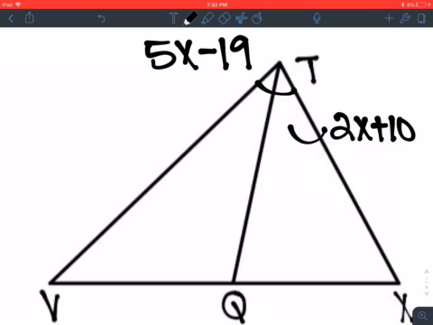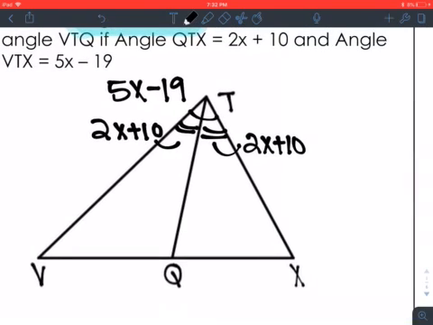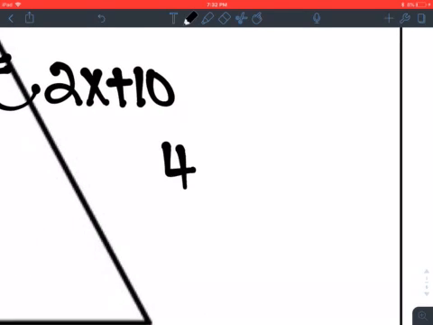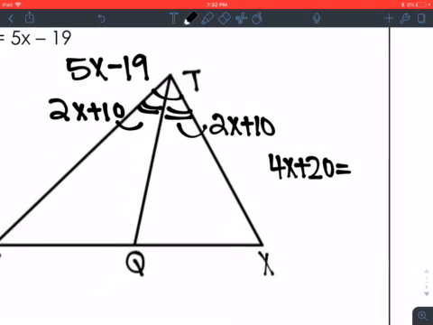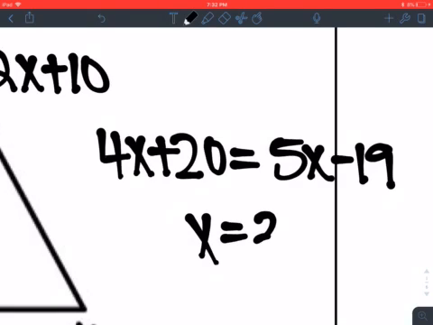And because it's an angle bisector, I know that this angle is congruent to this angle, which means that this is also 2x plus 10. So you have to double it and do 2x plus 10 plus 2x plus 10, which is where you get the 4x plus 20 is equal to that entire angle of 5x minus 19. So then when you solve, you're going to get x is equal to 39.